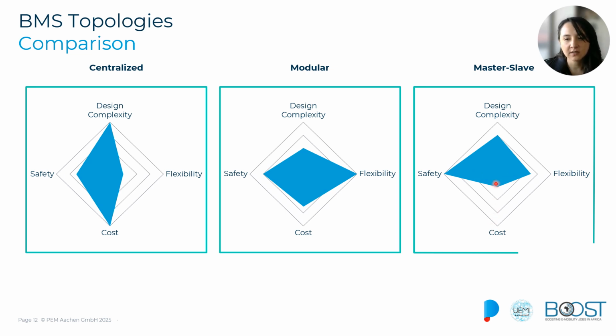In this case, as you can see, it is the one that has the highest cost. It also offers very good flexibility, and the biggest advantage of it is the safety that it has. The master unit is a single point of failure, but you also have the localized monitoring that helps to mitigate all those risks. So it is very interesting. In this case, the master-slave topology is very good in complex applications, like, for instance, electric vehicles.